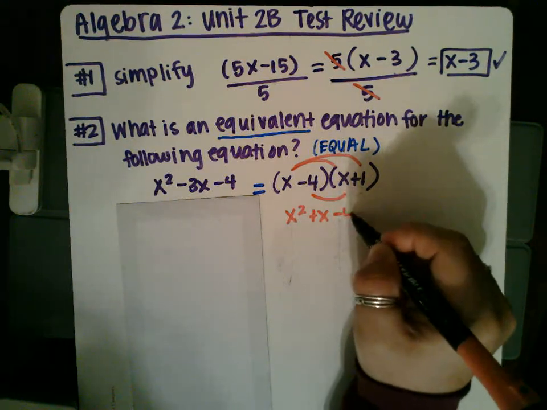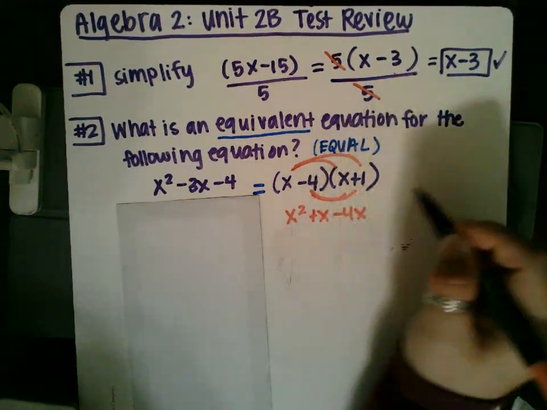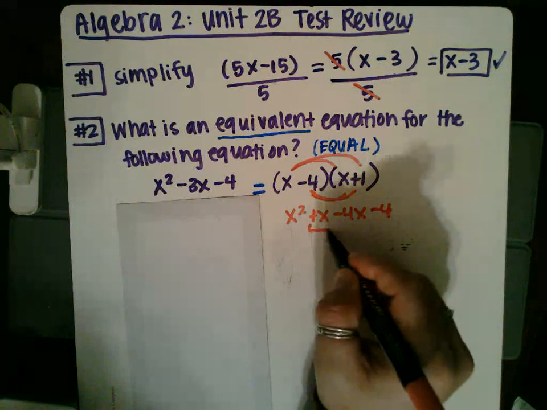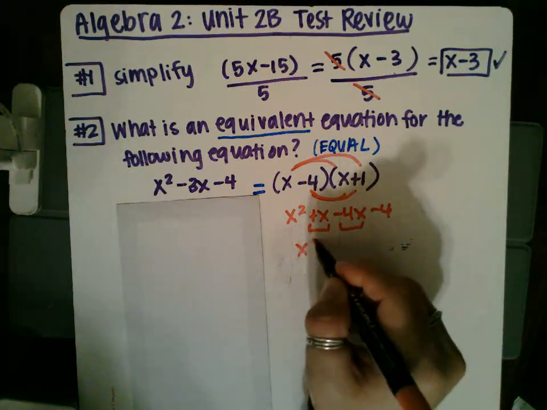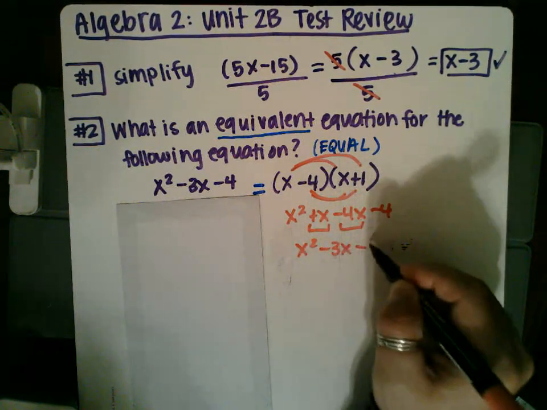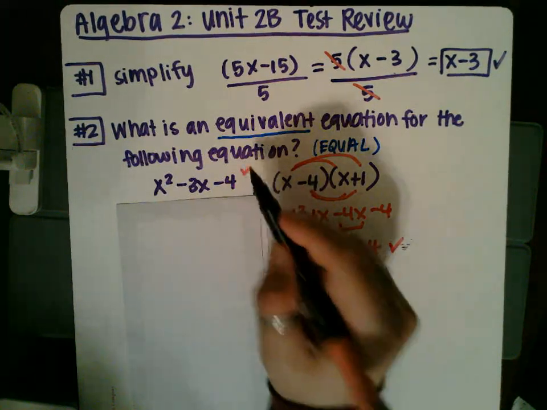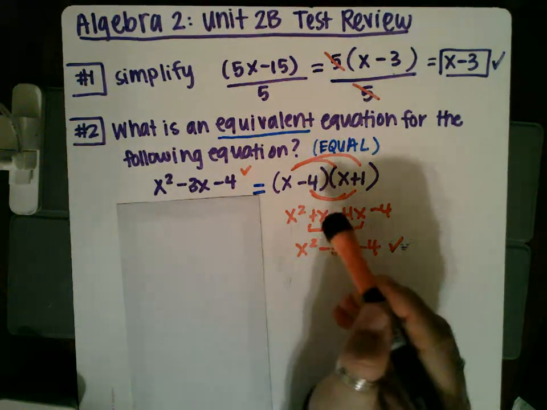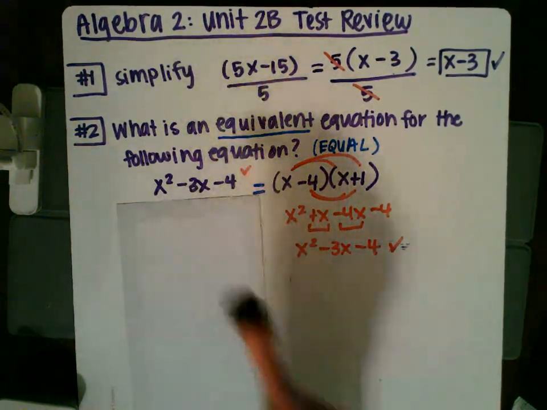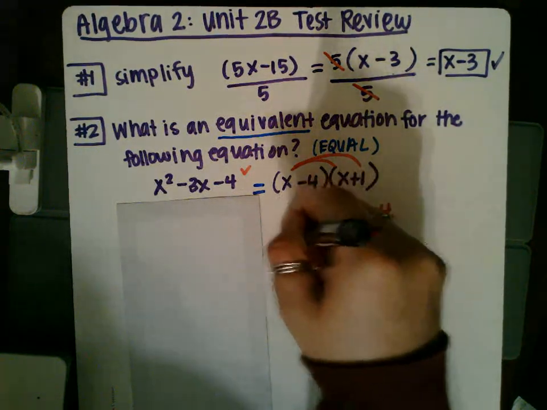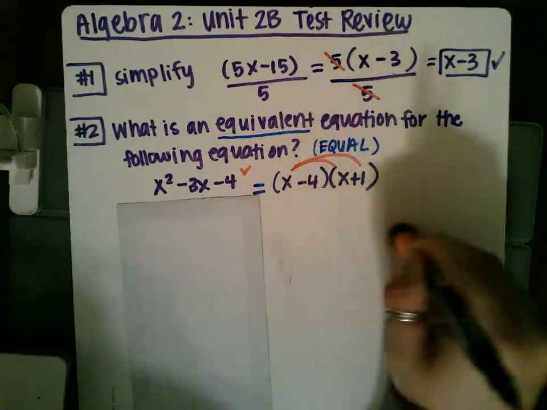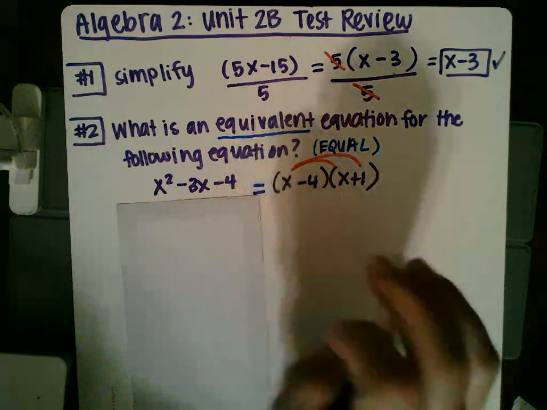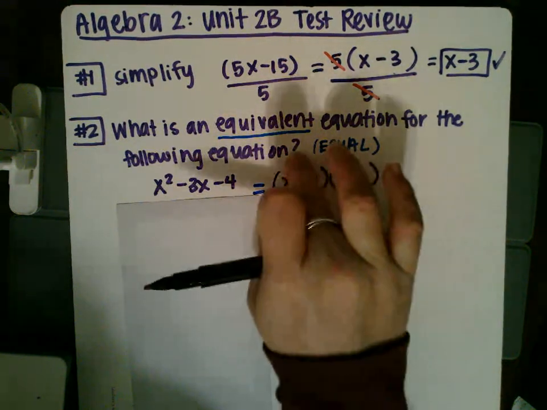-4 times x is minus 4x. -4 times 1 is -4. Combining these like terms, I get x squared minus 3x minus 4, which is exactly the expression I was trying to factor. So that's what I mean by equivalent. These are equal. This expression is exactly the same as this expression. But that was just the numerator.